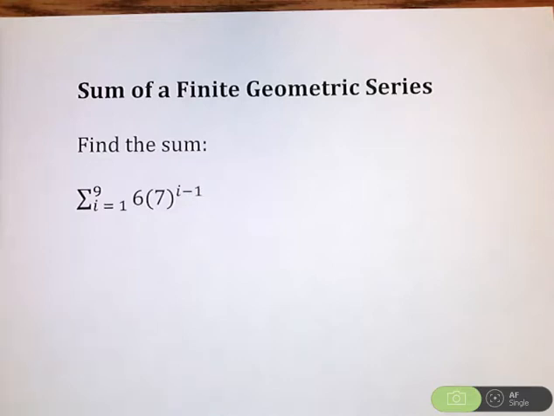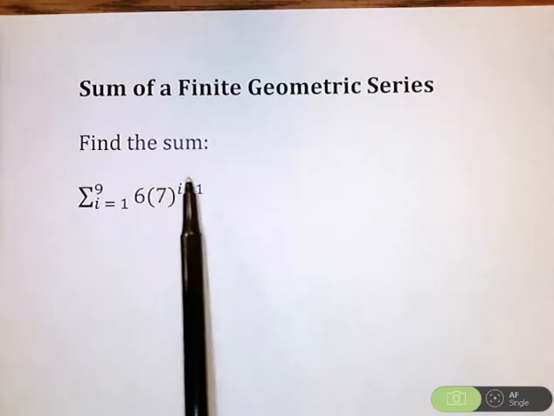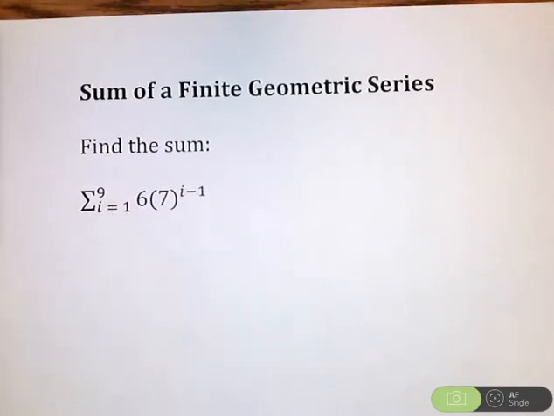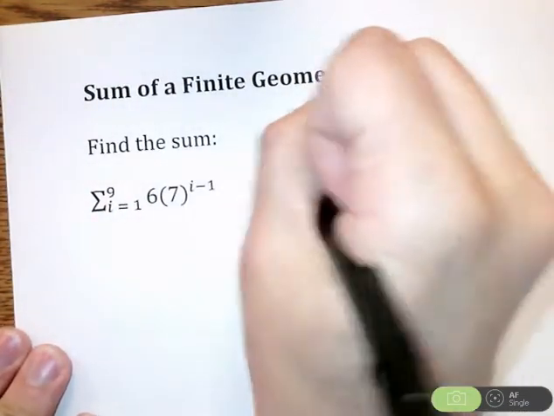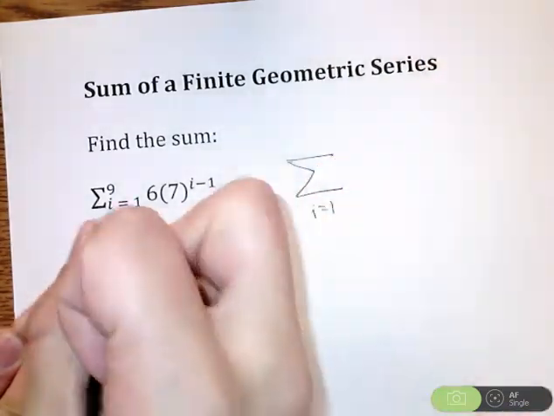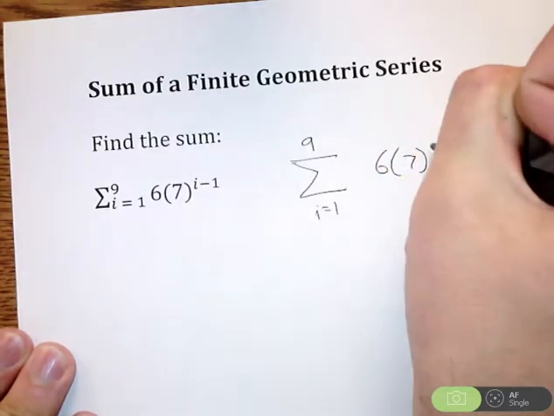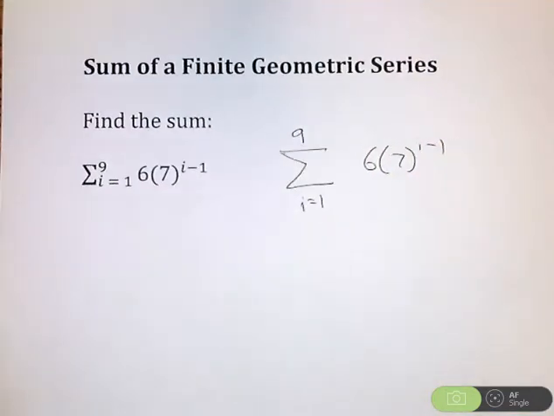Alright, in this video I'm going to talk about the sum of a finite geometric series. The example here is I have to find the sum of this summation. Now, the way I had to type it, it came out a little bit weird. This is the same as sigma, i equals 1 on the bottom, and 9 on top, of 6 times 7 to the i, the exponent.